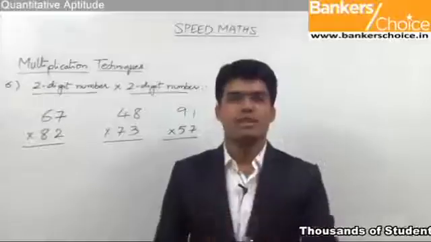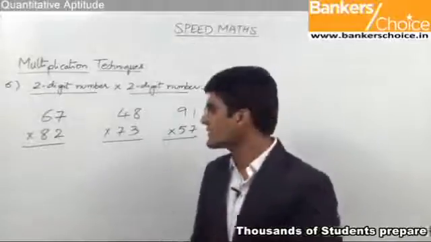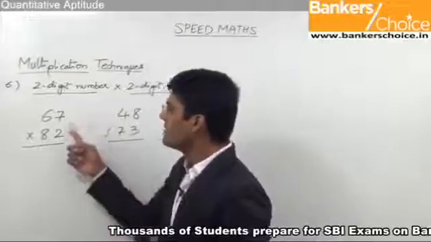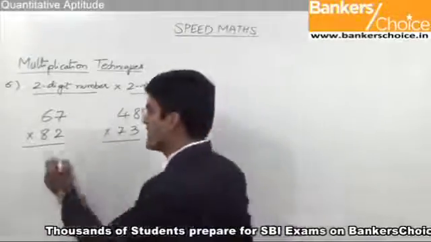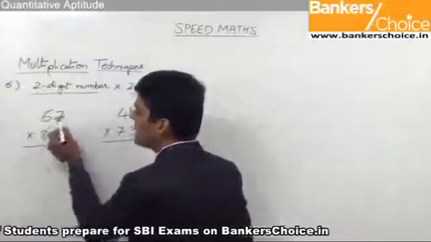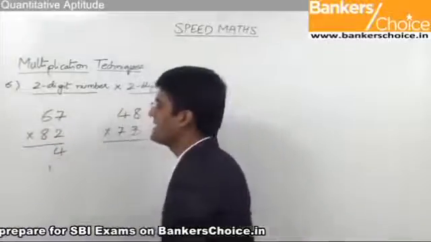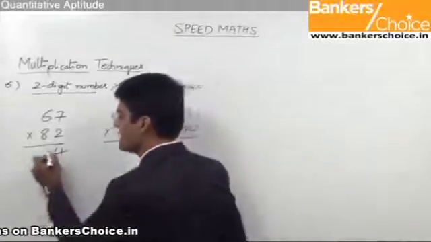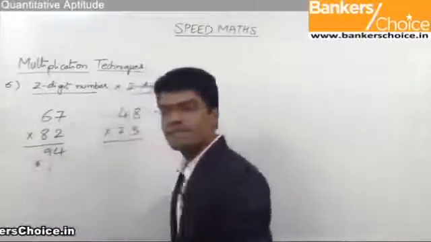Let us now see what are the correct answers for these 3 questions. Now the first one here is 67 into 82. 7 into 2 is 14. So we take 4 in the answer and 1 gets carried forward. 6 into 2, 12. 8 into 7, 56. 56 plus 12 is 68. 68 plus 1, 69. So 9 in the answer and 6 gets carried forward.